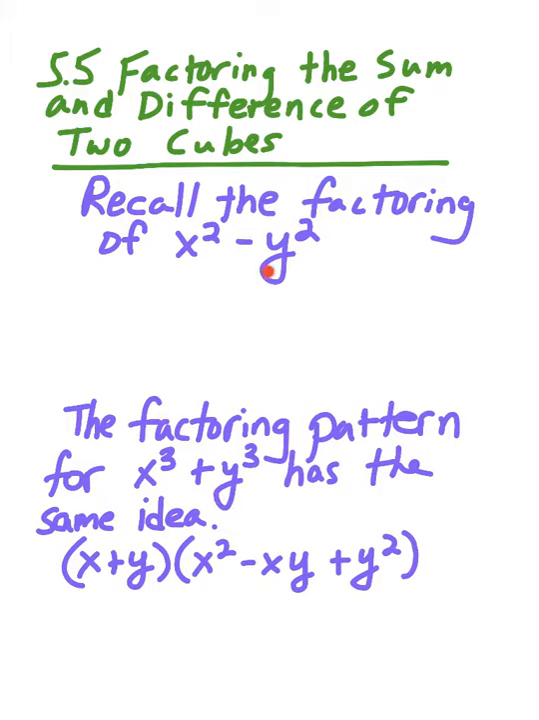how we factored the difference of two squares. And that factoring, as you recall, looked like this. You have x plus y times x minus y. Remember, the difference of two squares factors to the product of conjugate binomials.